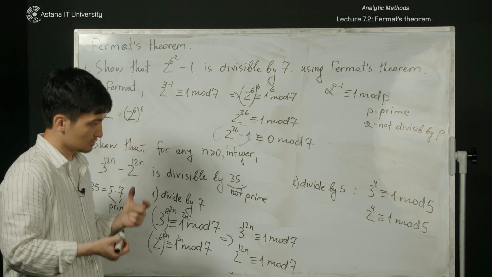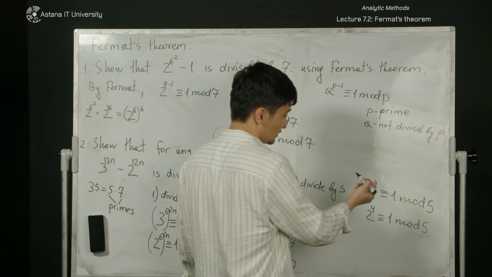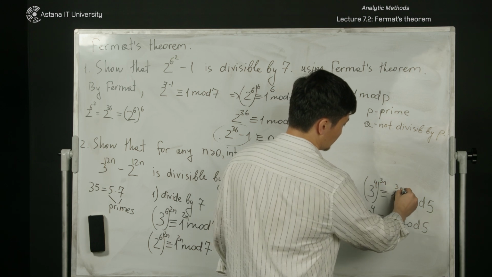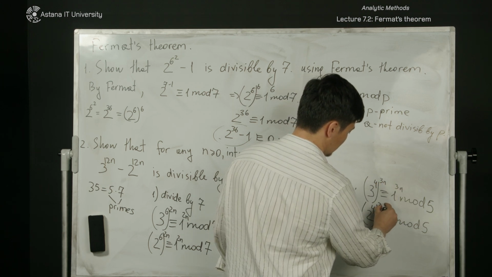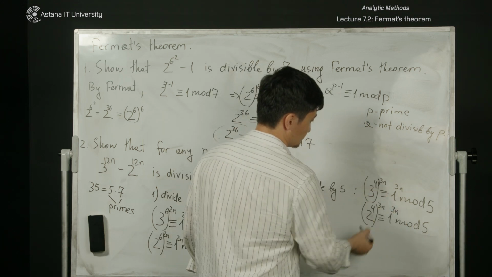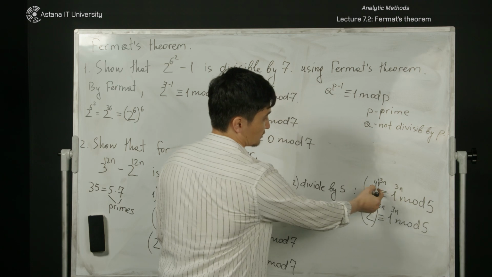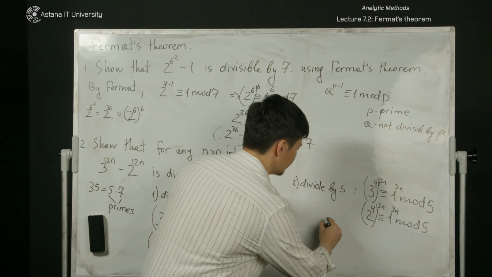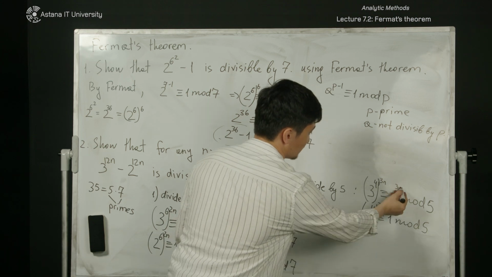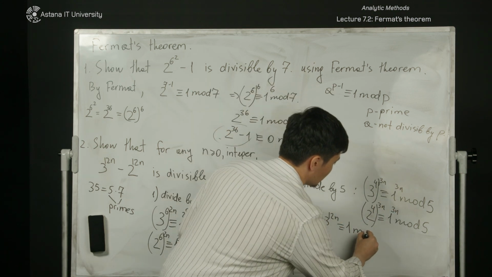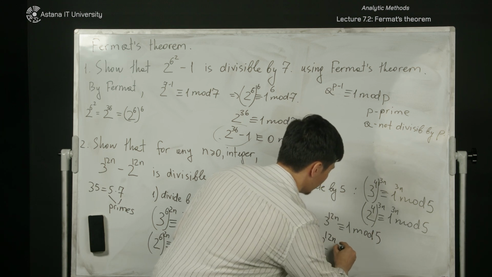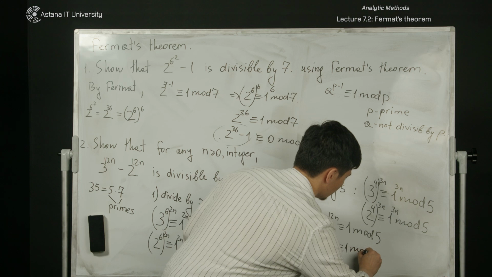So to get 12n, what I can do is raise this to the power of 3n, right? And this one as well. So if I raise it to the power of 3n, this will be 3 to the power of 12n gives me 1, right? And 1 to the power of 3n is also 1 mod 5. And by the same logic, 2 to the power of 12n gives me 1 mod 5.